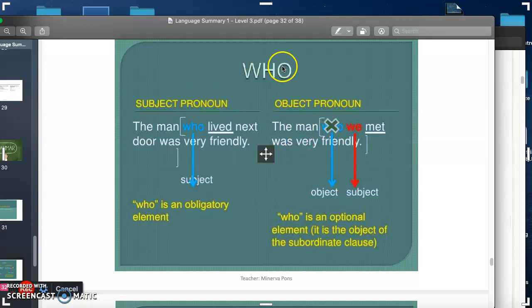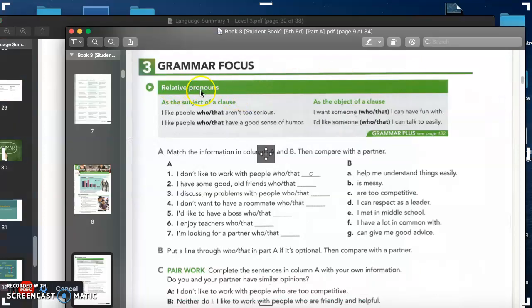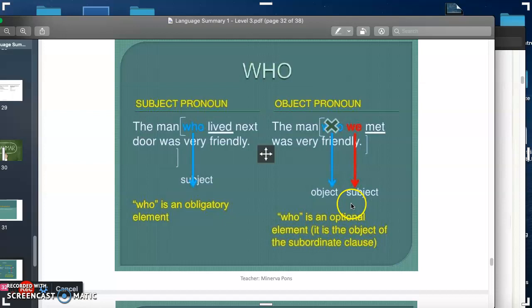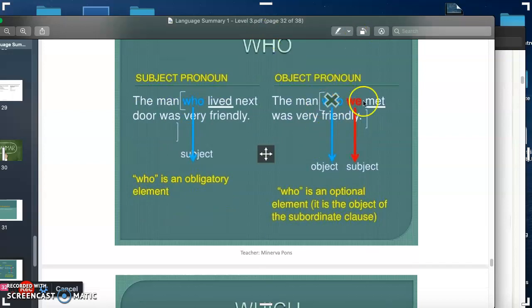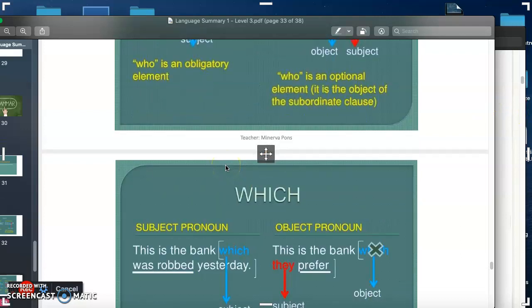As you can see, if we use a subject pronoun, we cannot omit the who. So if we are using it as a subject, the relative pronoun is necessary. You cannot delete it. So as the object of a clause like we have in here, it is an optional element because, again, it's an object. It's the one receiving the action, and it's not important if we do put the relative pronoun or not.